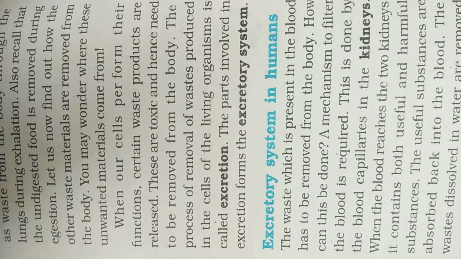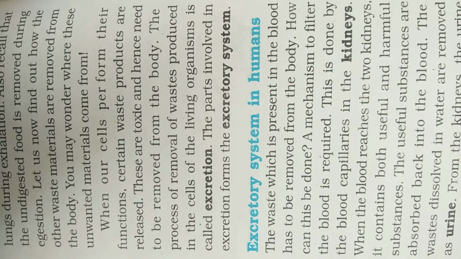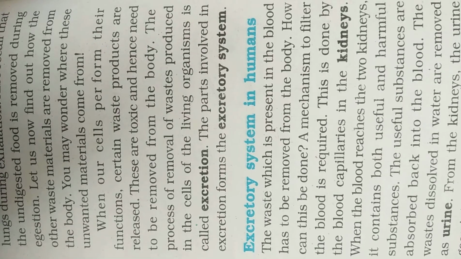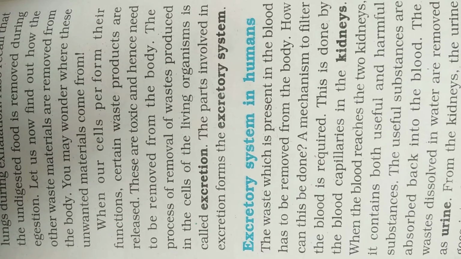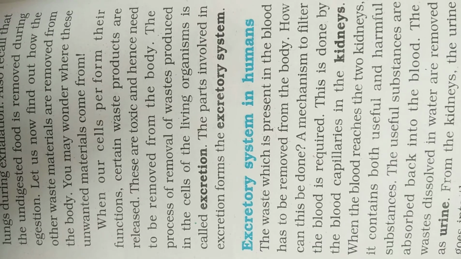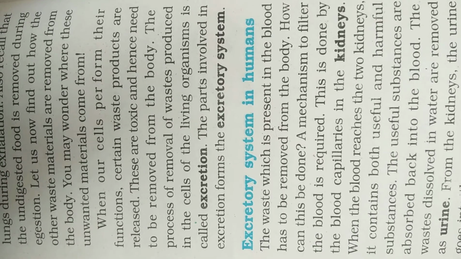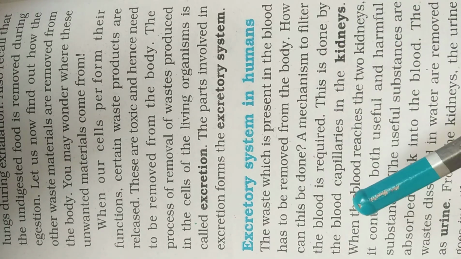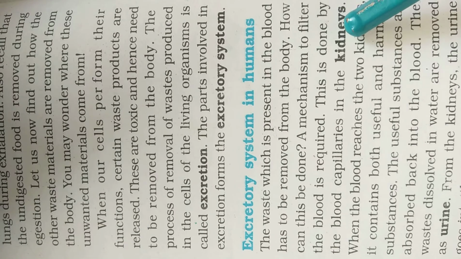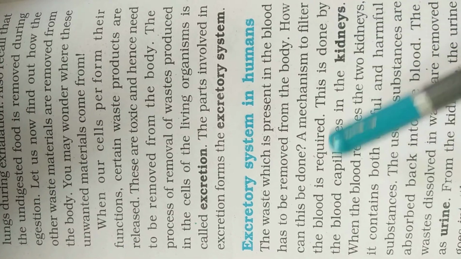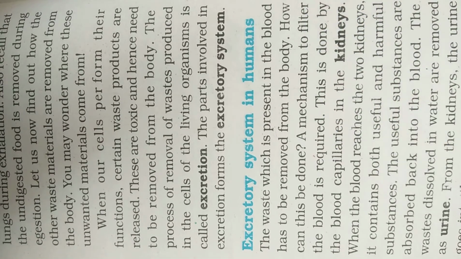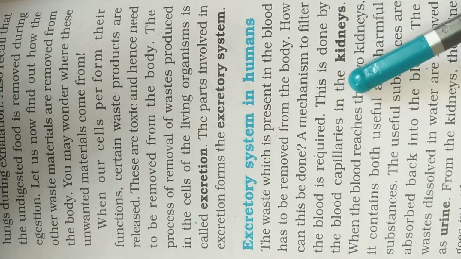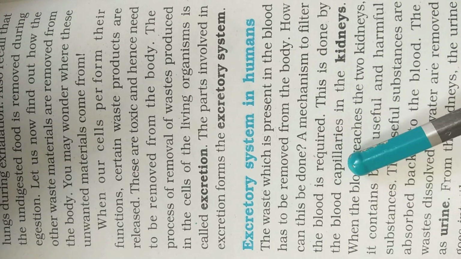The waste which is present in the blood has to be removed from the body. How can this be done? This can be done with the help of the parts present in the body. A mechanism to filter the blood is required. This is done by the blood capillaries in the kidney. So first, what is required? The blood should be filtered. And how will the blood be filtered? The blood will be filtered in the kidney by the blood capillaries.